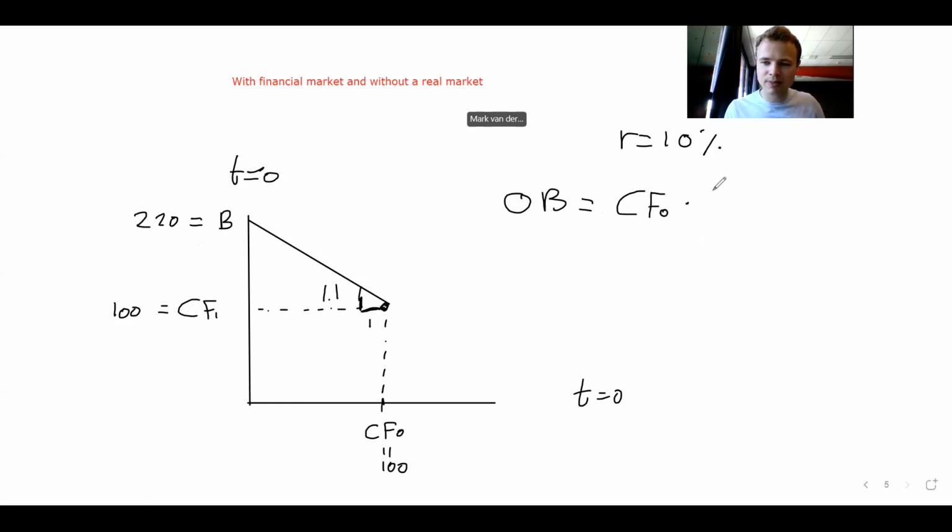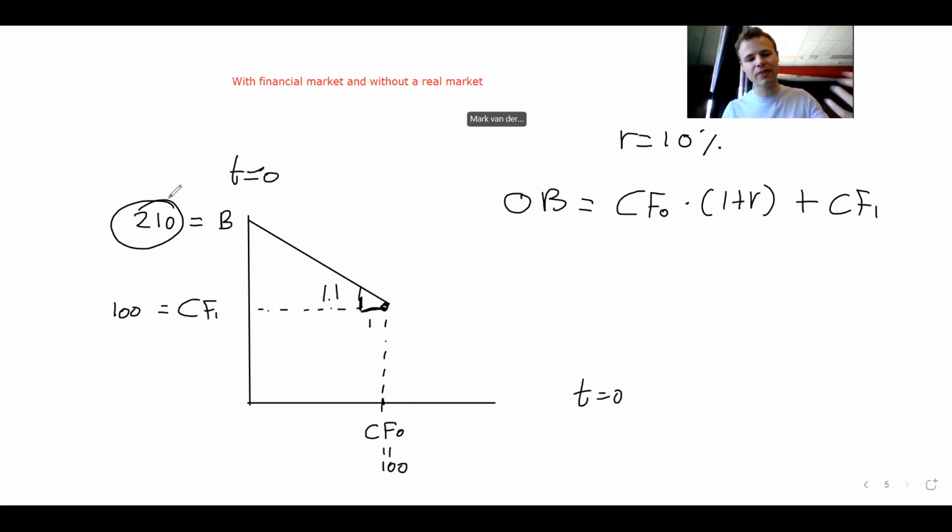CF0 times 1 plus R plus CF1. And that's how you got the 220 here. So you did 100 times 1 plus R plus this 100 here. That's how you get the 220. Very good. Oh, sorry, it's 210. Sorry, you gave it to me and I didn't think. It's indeed 210. Because 100 times 1.1 is 110, plus this 100 is 210. So very important, 210, not 220. Okay.